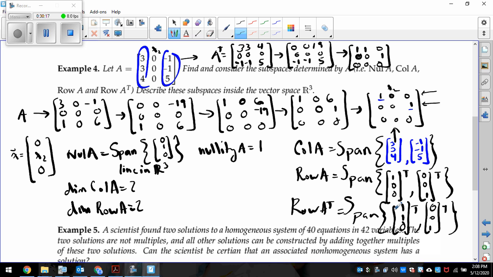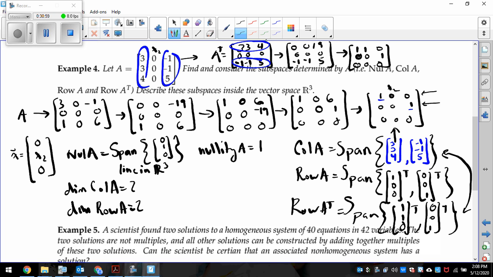Okay, so row A transpose is not the same thing as the column space, at least that we can tell. It might be. If I'm looking at these two, it is the same thing as the column space here, just with row vectors instead of column vectors. But it produces the same type of information. So we could have just said at the beginning the span of this vector transpose and this vector transpose, because they are linearly independent vectors, but regardless.